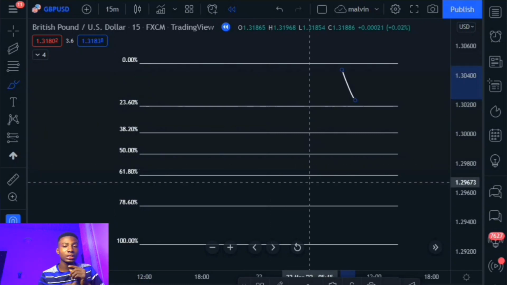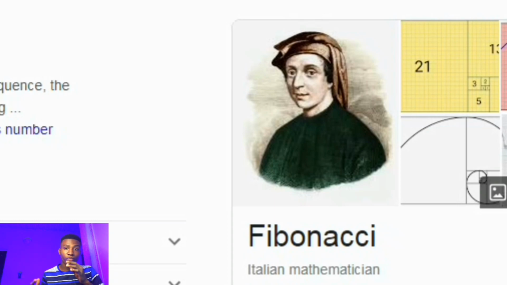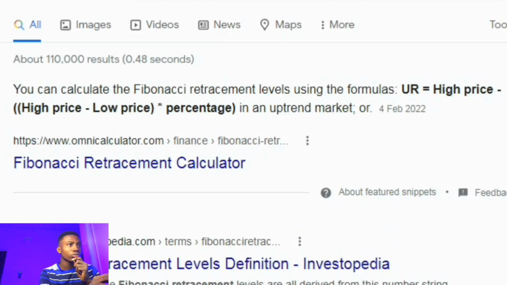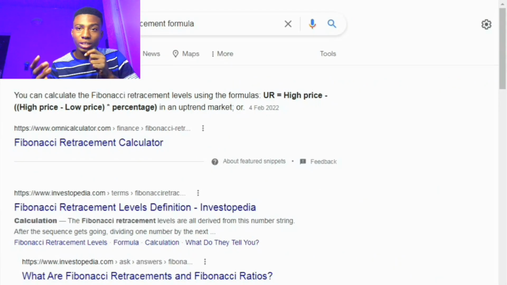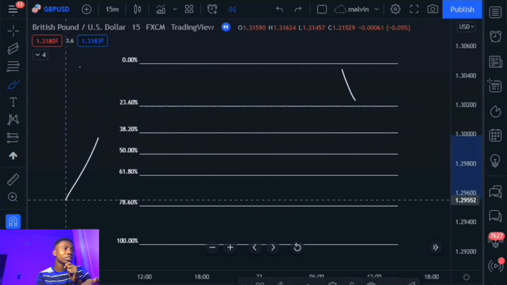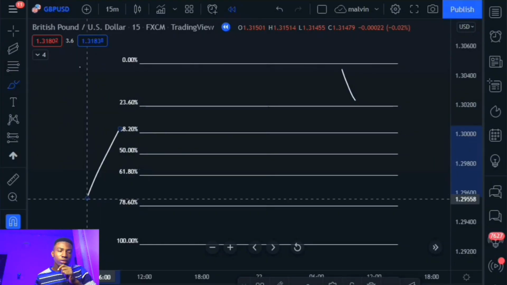All those lines you're seeing here are key levels in the market. This is the mathematician who provided the formulas with which the Fibonacci retracement works. This right here is the formula. If you want to take a close look at this, you can easily pause the video and check it out. That's how the numbers here are generated. So let's leave all the theoretical part of this Fibonacci strategy and apply it right on the charts.